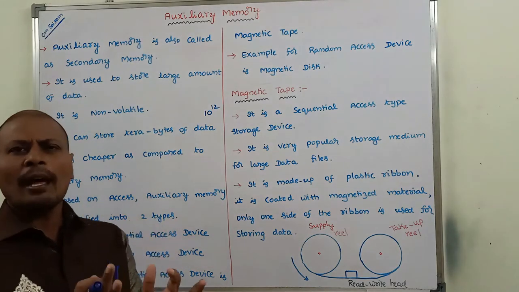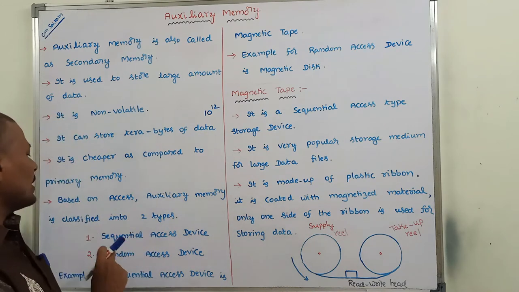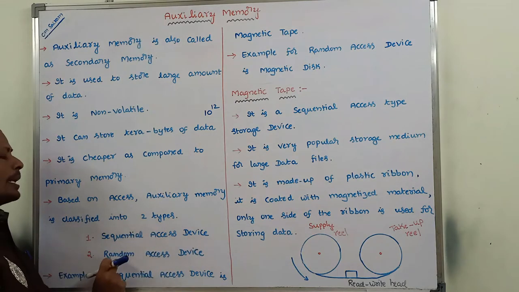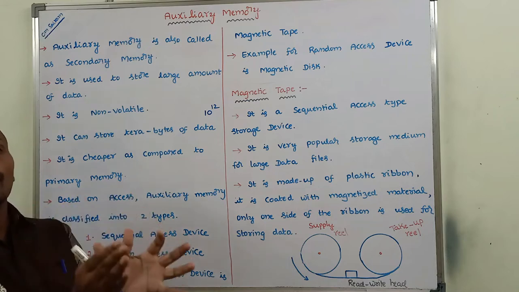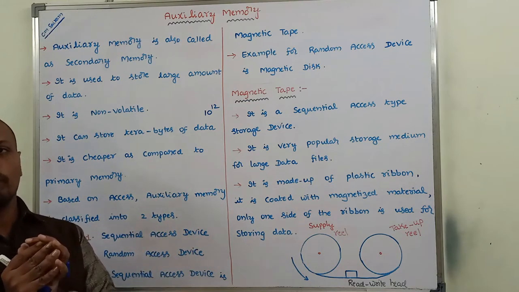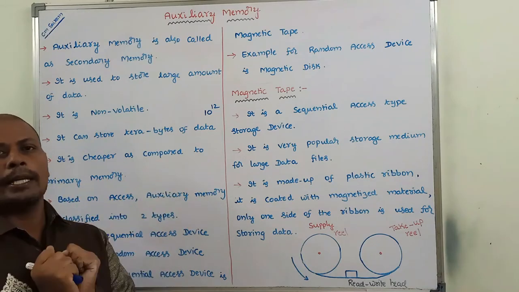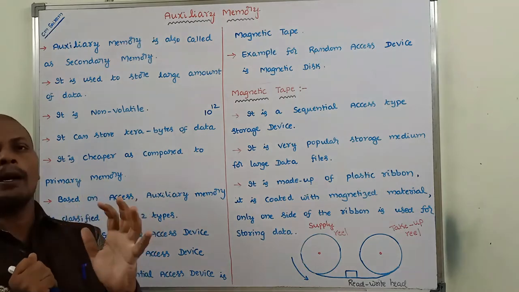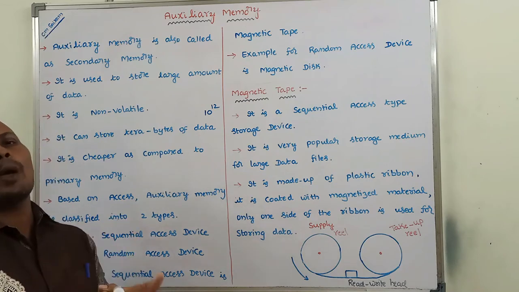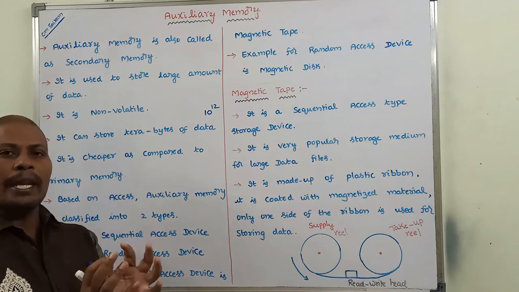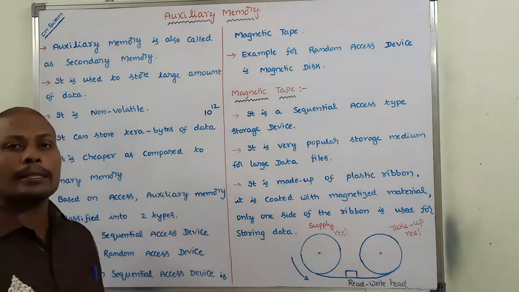Next one, based on the access, auxiliary memory devices can be classified into two types. First one is sequential access device, second one is random access device. In the case of sequential access device, we have to access the data sequentially. Suppose there are five songs and we want to access the third song. First we have to access the first song, next the second song, then the third song. So we have to access the data sequentially in the case of a sequential access device.